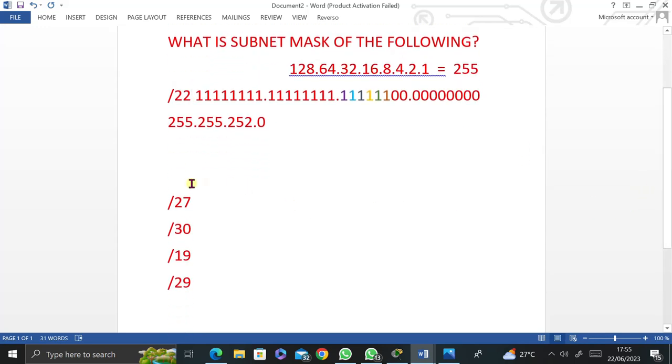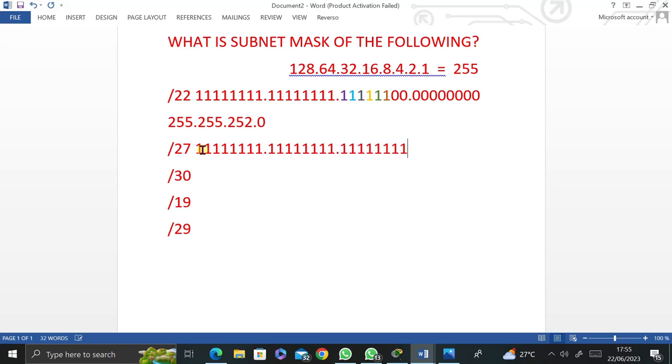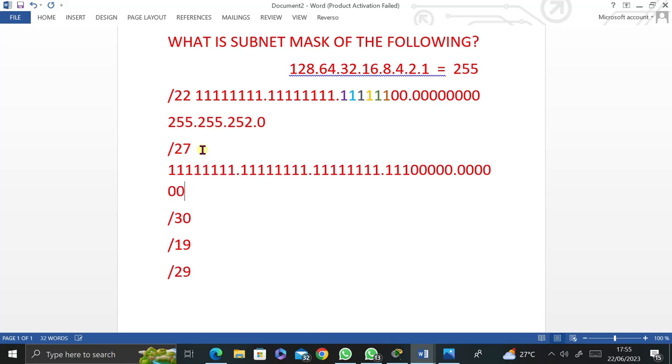In fact, we can go to the next one, which is slot 27. Yeah, slot 27 is here. So we'll put 27 ones. 1, 2, 3, 4, 5, 6, 7, 8, then 1, 2, 3, 4, 5, 6, 7, 8, 16, then 1, 2, 3, 4, 5, 6, 7, 8, 24, 25, 26, 27. So it will be like this.